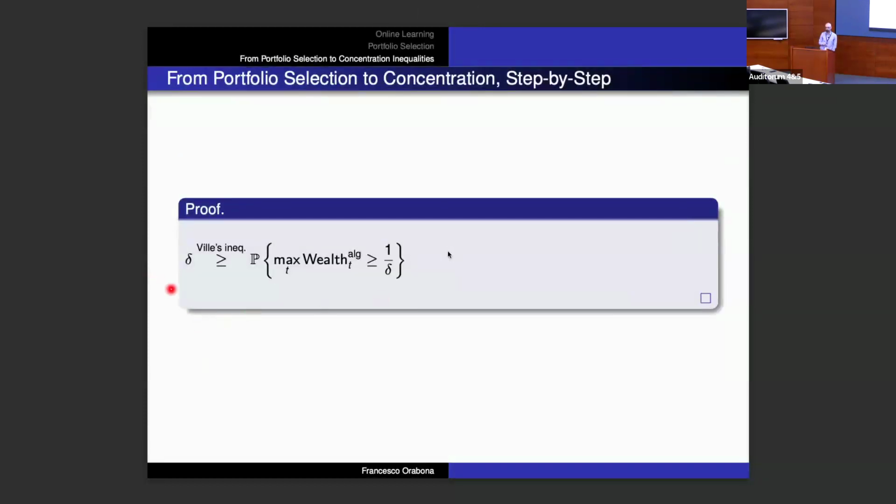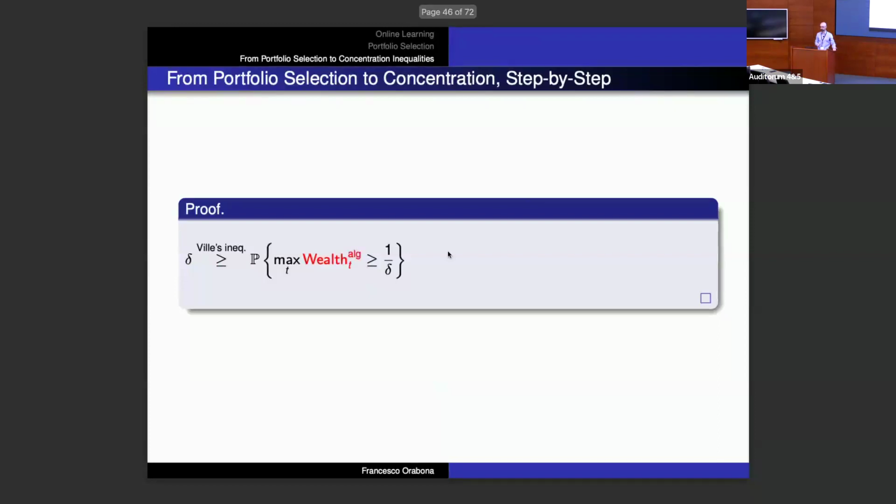And so we can use Ville's inequality, which says immediately that the probability that the maximum over time of the wealth of your algorithm is big is small. This is just Ville's inequality, immediately. Now, this holds for any portfolio algorithm you might use, any in the world. Let's choose a particular one. The particular one that I want to use is the universal portfolio that I showed you before.